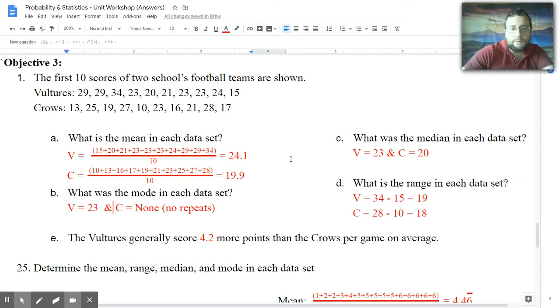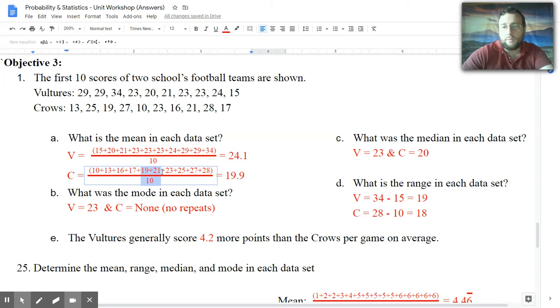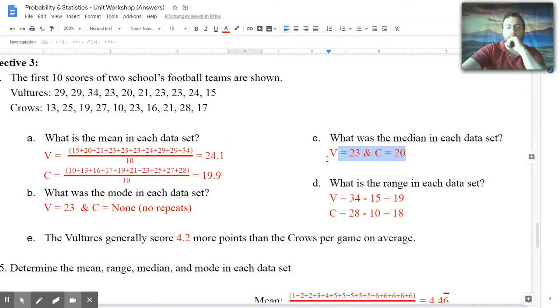The median is the number that's in the center of the data. So in the case of the Vultures, there are two 23s in the center. So the number in between 23s is 23. But here, there are 19 and 21. So you have to get 19 plus 21 divided by 2 to get the number in between, which is obviously 20. And that's going to be your median for those data sets.